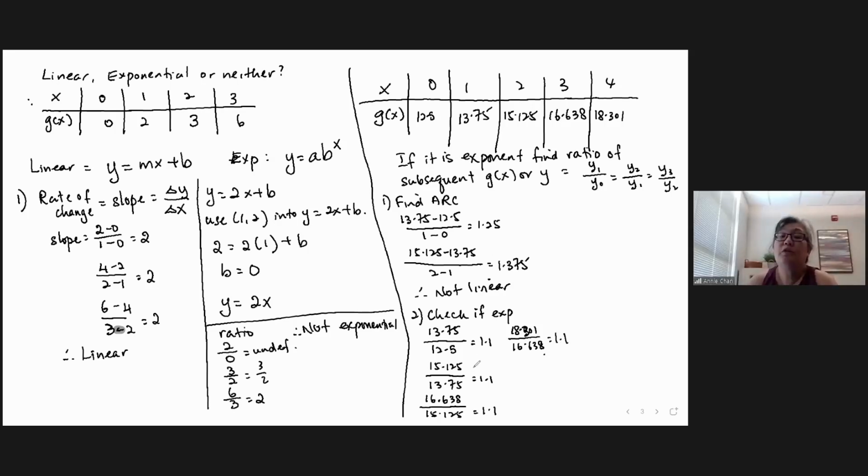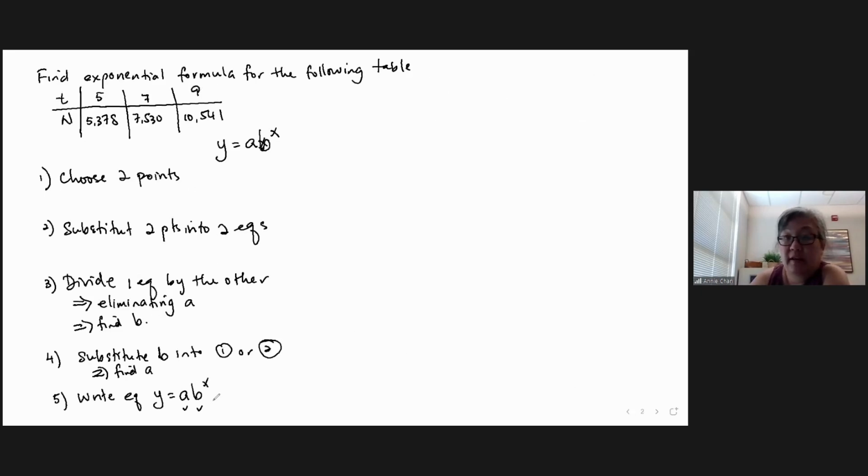Okay, 1.1. So if the ratio is the same, that will tell you that this is exponential. And if the question were to say, find the equation, then you would use this method again. Find 2 points, whichever 2 points you want, and then substitute into 2 equations, divide the 2 equations to get rid of A to find B. Once you find B, plug it into either equation 1 or equation 2 to find A, and then write the equation.